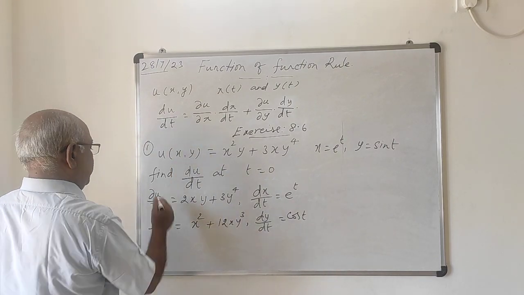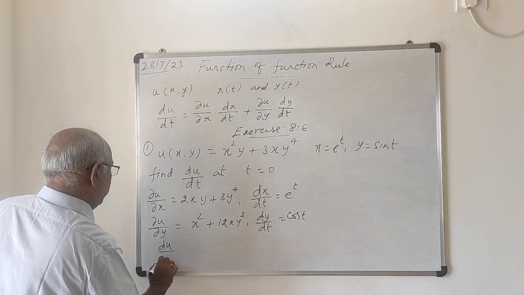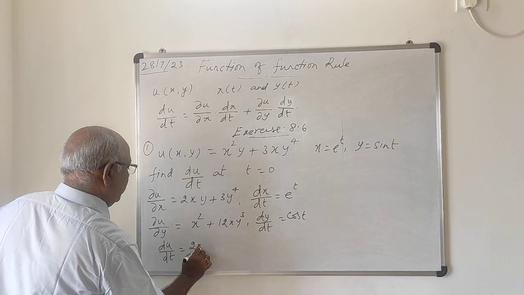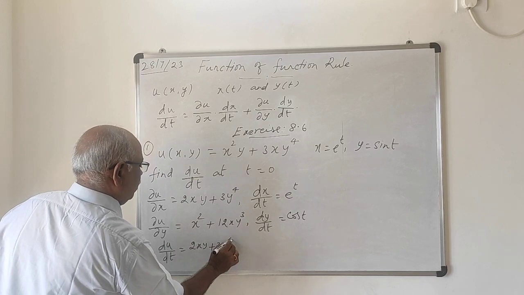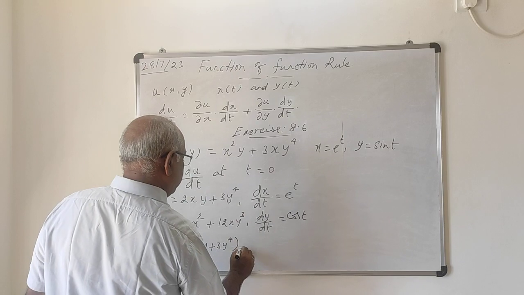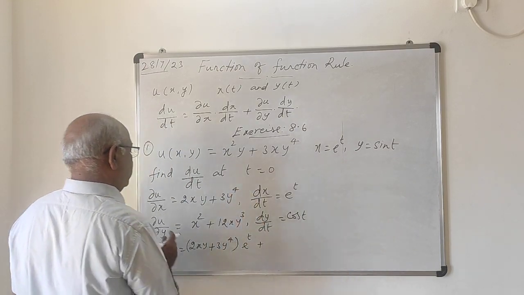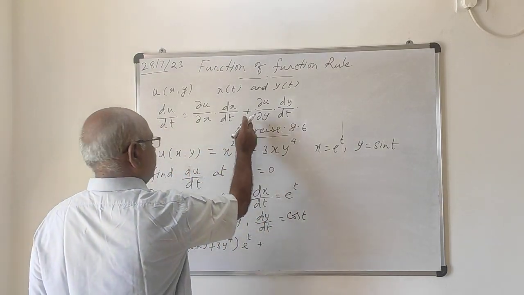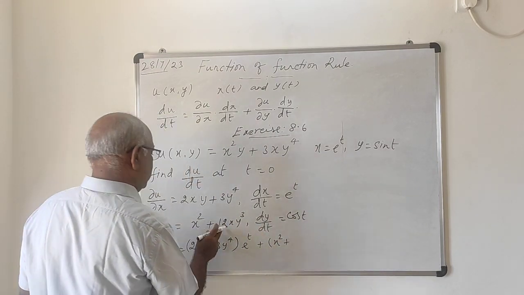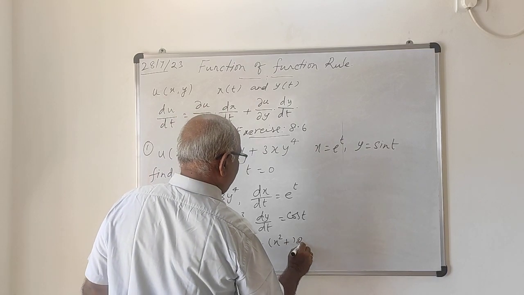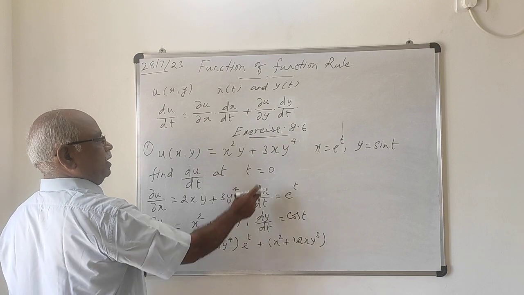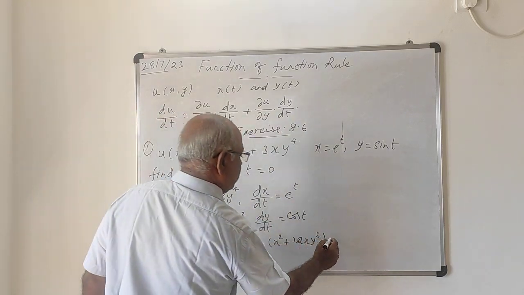We want du by dt. Du by dt equals del u by del x, which is 2xy plus 3y power 4, into dx by dt, which is e power t, plus del u by del y, which is x squared plus 12xy cubed, into dy by dt, which is cos t.